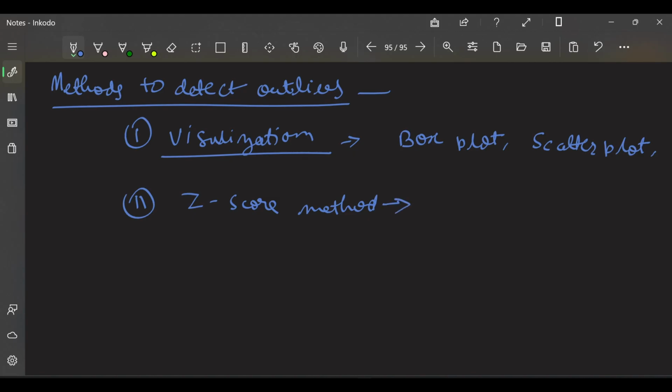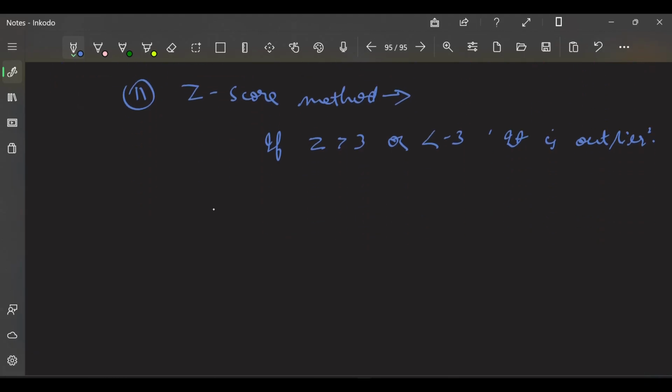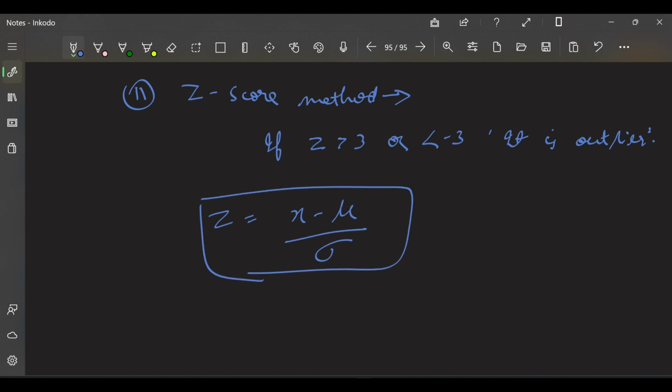So Z-score method means, let's take an example and understand. If Z is greater than 3 or less than minus 3, it is an outlier. So the formula for Z-score is Z is equal to X minus mu by sigma. I hope I am clear with the formula.